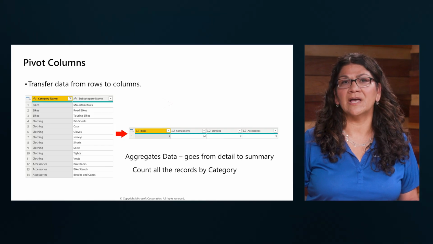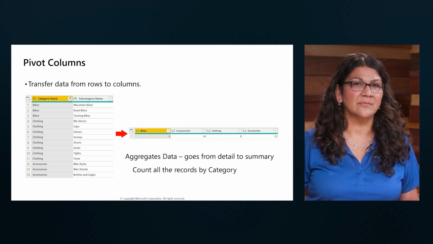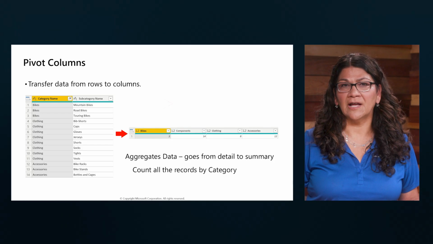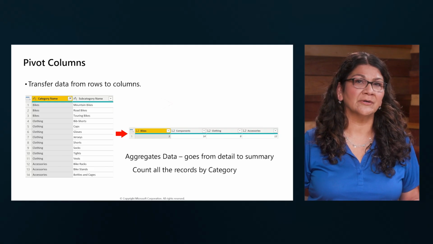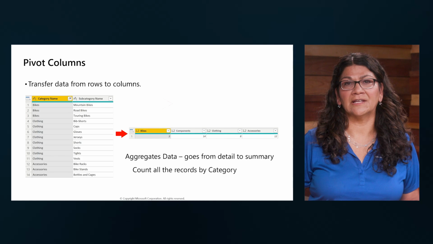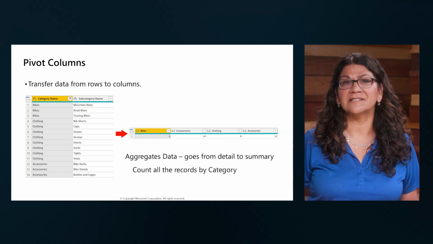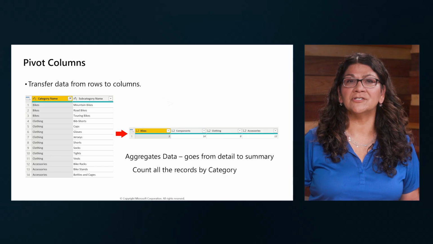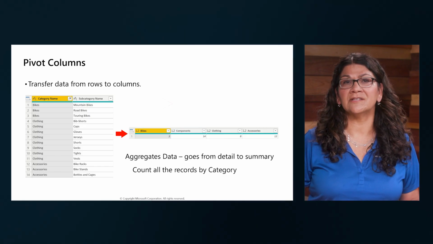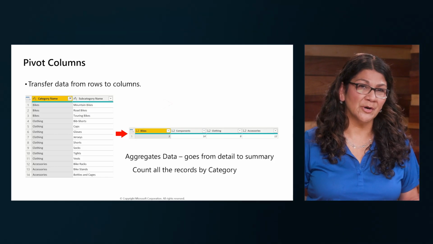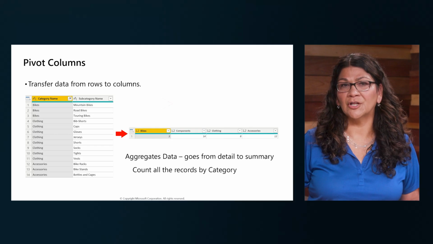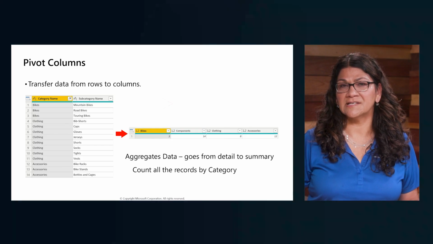In this example, we have a table that has many rows and 2 fields, category name and subcategory name. We'd like to count all the records by category or the subcategories per category. We pivot on the category field and have it use the aggregate count. Notice that this takes our many records and aggregates them into one record, where we can see that there are 3 subcategories under bikes, 14 subcategories under components, 8 subcategories under clothing, and 12 subcategories under accessories.